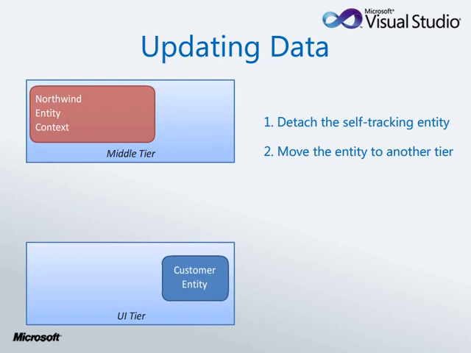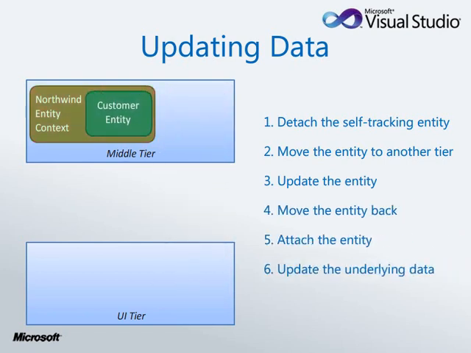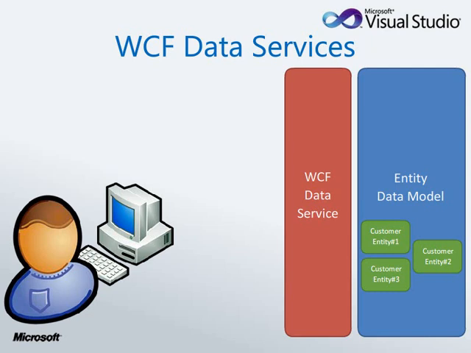An application can instantiate a self-tracking entity in the middle tier and pass this entity to the UI tier. The data in a self-tracking entity can be modified by the UI tier and then passed back to the middle tier for the changes to be saved into the underlying data store. As an alternative to using self-tracking entities, you can use WCF data services. In this approach, your entity model is exposed as a set of RESTful web resources.